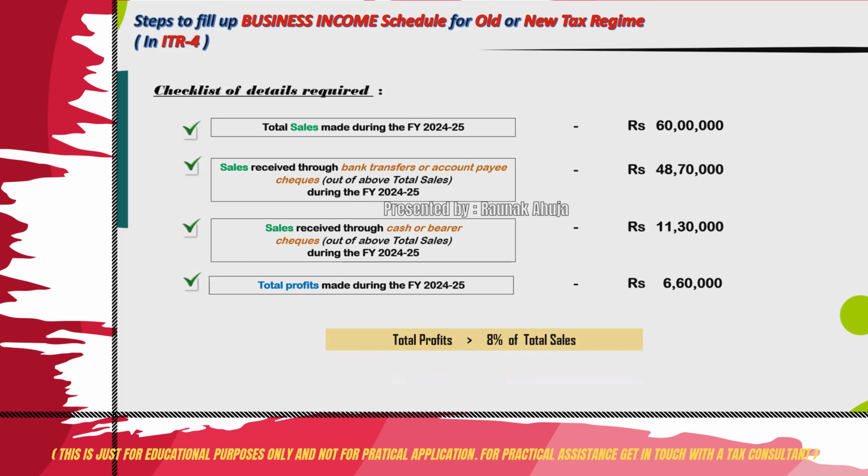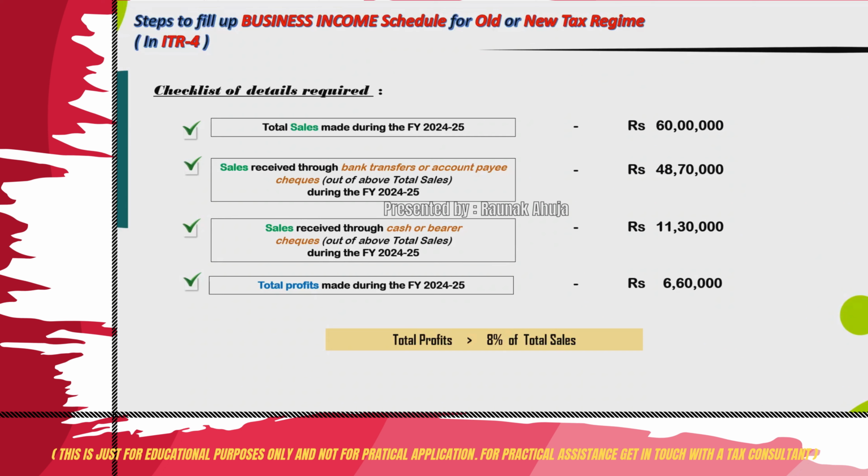In our example, the total profits, that is 6,60,000, is greater than 8% of total sales. In case you don't show profits greater than 8%, then the tax audit may be applicable. So make sure that the total profits are 8% or more of the total sales. Now the next thing to be done is to bifurcate the total income into two parts.